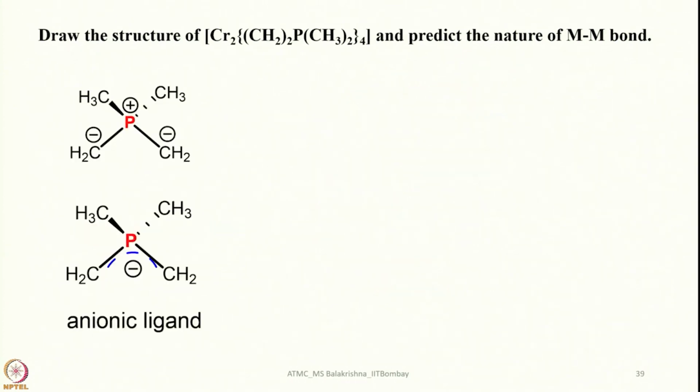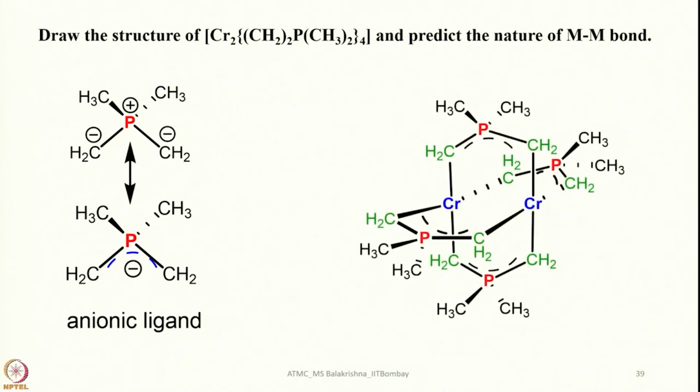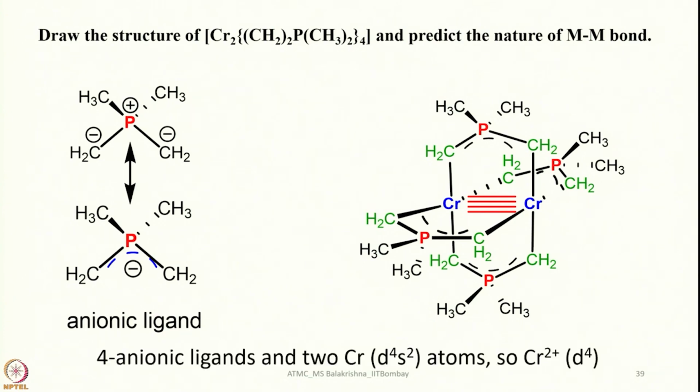You can see the anionic ligand, and when you write the resonance structure, this is how the structure looks, and yes, this molecule has a quadruple bond. So, 4 anionic ligands and 2 chromium atoms are there, and chromium is in the +2 state. Once it is in the +2 state, it is a d4 system. Obviously, it shows quadruple bonding.